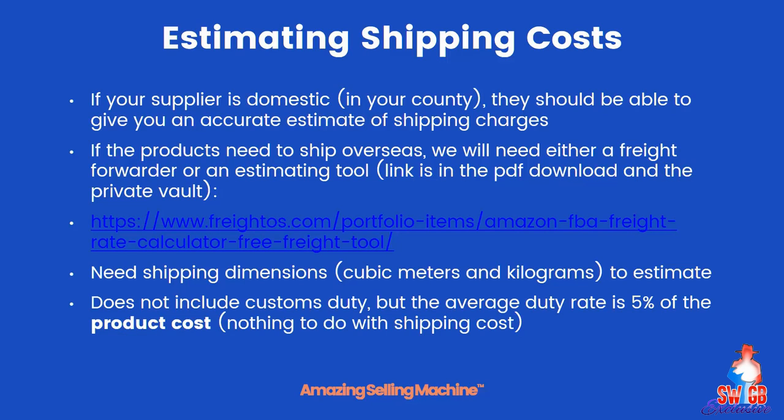Now remember, when you use this calculator, it does not include customs duty, which is basically a tax on importing products. However, the average duty rate is 5% of the product cost. It has nothing to do with the shipping costs. So sometimes people try to just add on 20% of the shipping estimate, but since the duty has nothing to do with that, it's best, since you know what you're paying for these products, to just multiply the total cost you're paying to your supplier by 5% and add it to whatever shipping estimate you get from this tool.